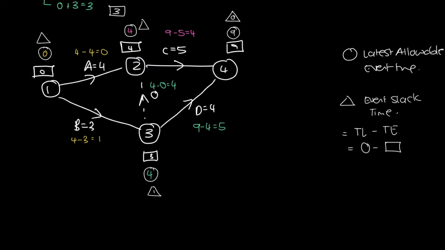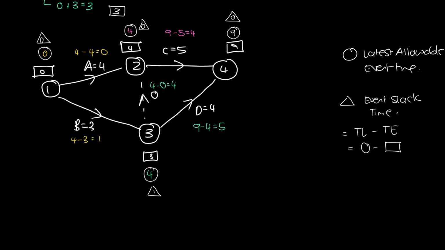Then we're going to go to event 2. That's 4 minus 4, which is going to give us 0. And then our last one is 0 as well. Now, what this event slack time is also going to tell us is which events are critical. Which events have to be finished exactly on time, with no leeway, in order for us to finish at the minimum time.